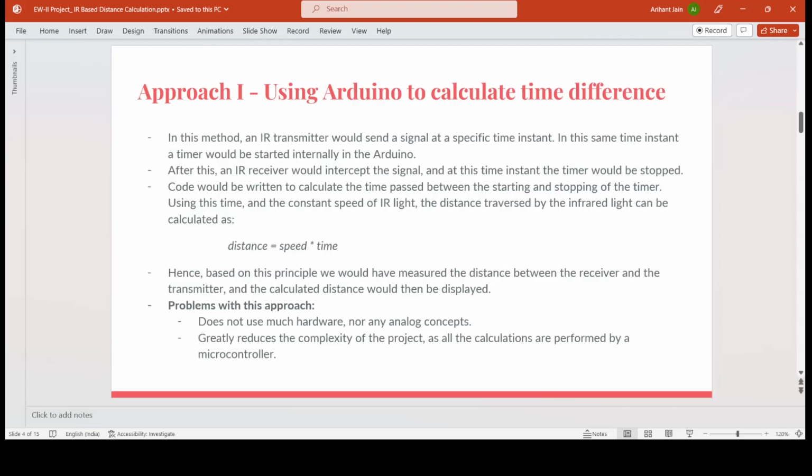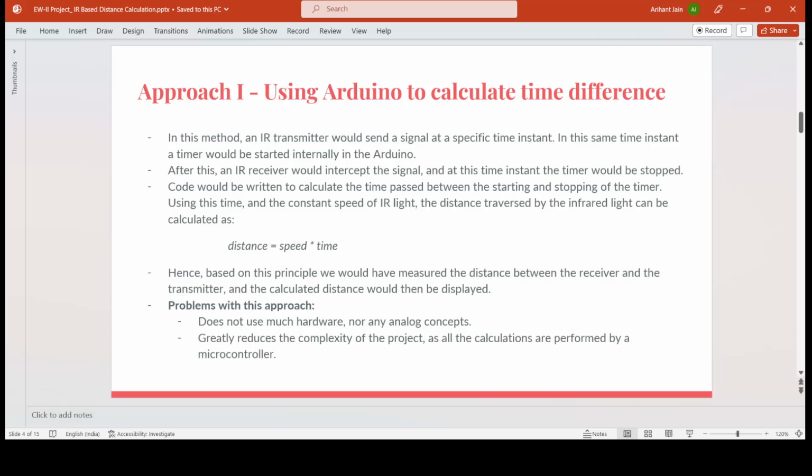So the first approach was to use an Arduino to calculate the time difference. In this approach, the Arduino will send a signal to the transmitter, which will then send an IR pulse. At that time, we'll start a timer along with this. When the receiver receives the pulse, we'll stop the timer and calculate the time difference. Using the time difference, we'll calculate the distance by the given formula.